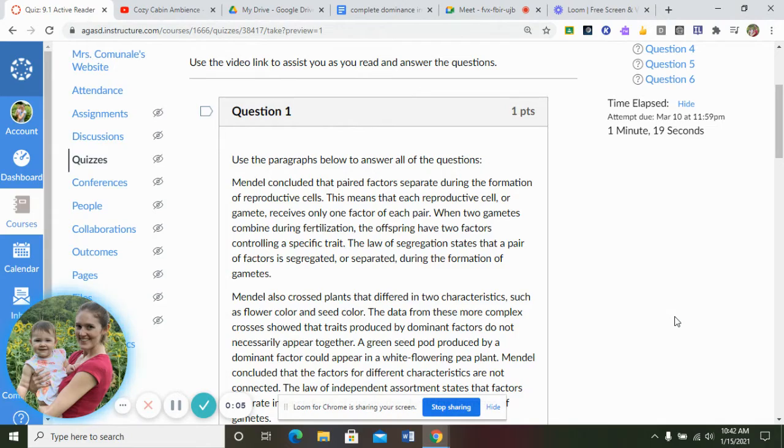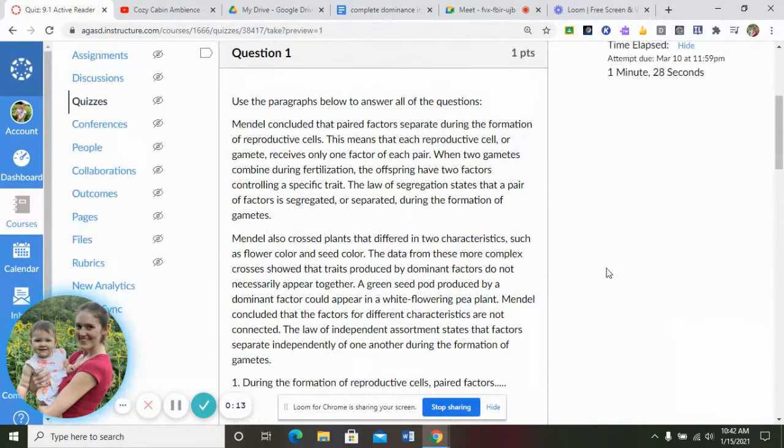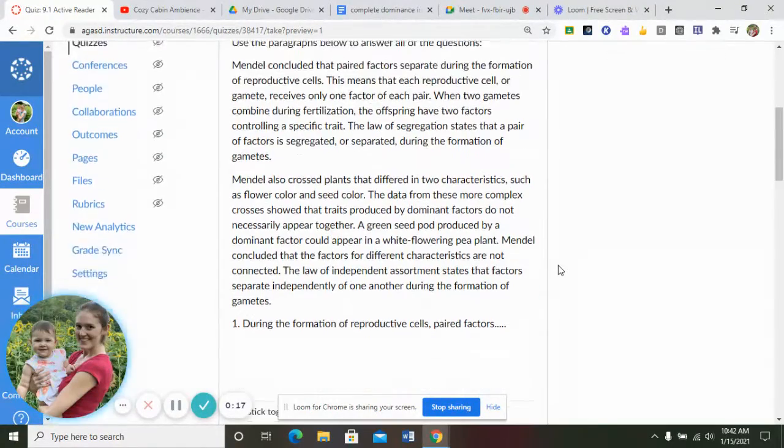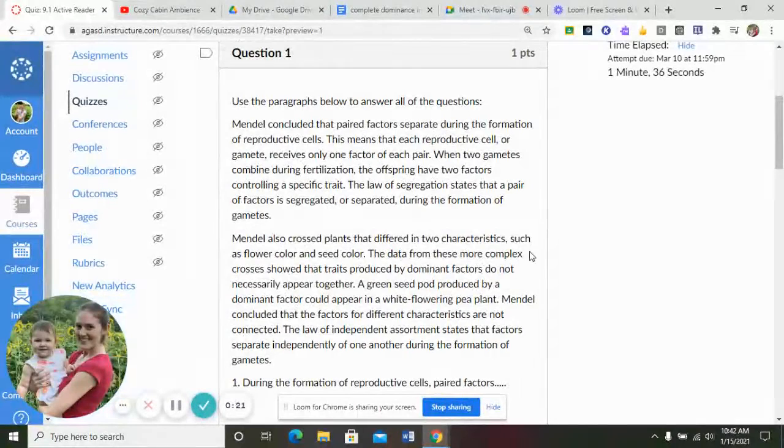Alrighty guys, we are going to go through and do the 9.1 active reader today. It's 6 questions and you guys have been doing these for a while now. So there's 2 paragraphs you have to read, and these 2 paragraphs are going to help you answer all of the questions. So I put it up here in question 1 just because that seemed like the easiest place to put it, that would be most accessible to you. So I'm going to read those 2 paragraphs first and then we'll go through our questions.